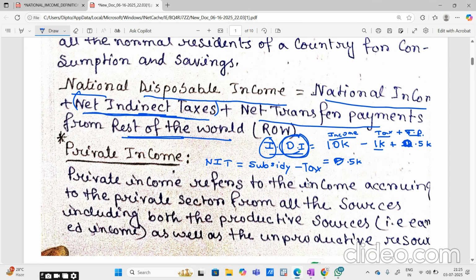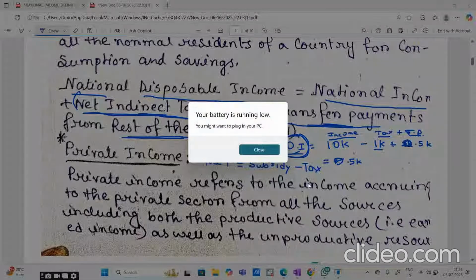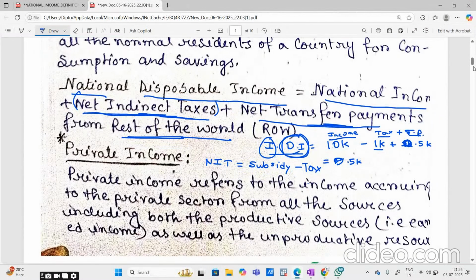That is India getting any kind of transfer, any kind of payment from the rest of the world. That can be when there is a cyclone or earthquake or any kind of disaster or war, then there are relief funds coming from different countries. That is what you know as net transfer payment from the rest of the world.